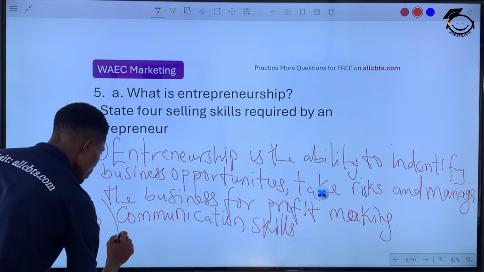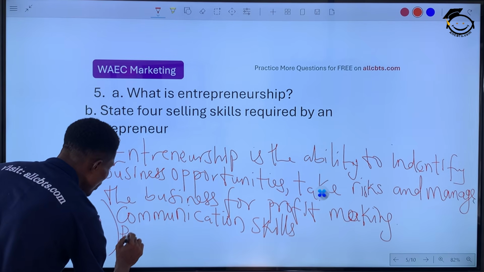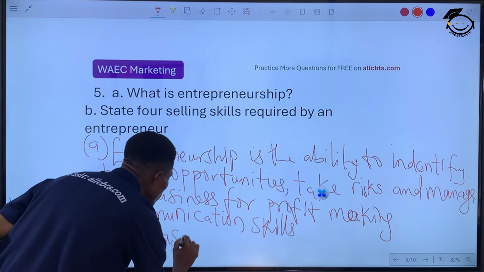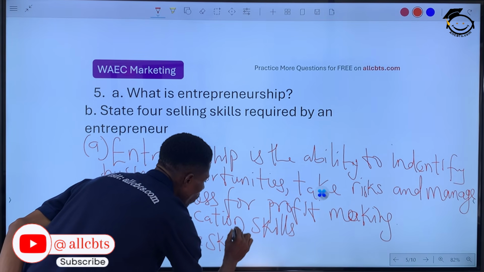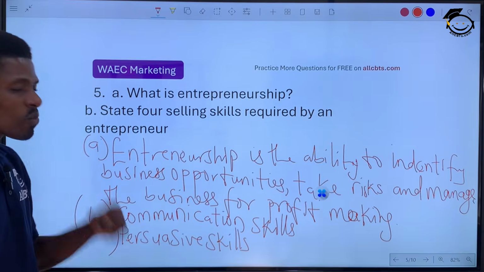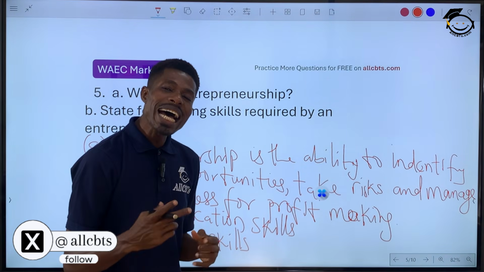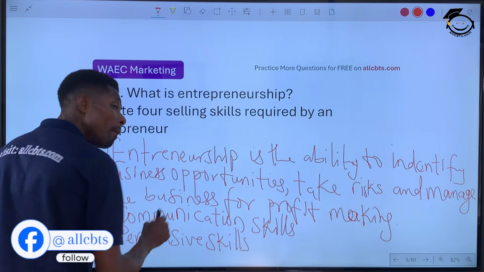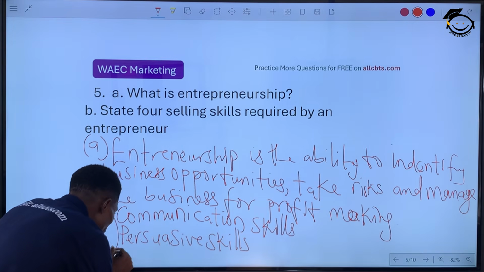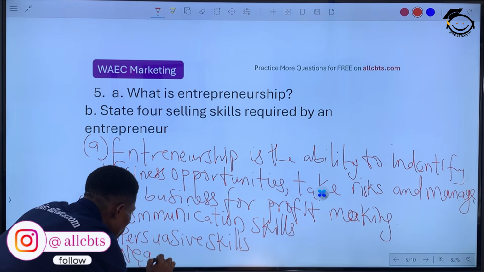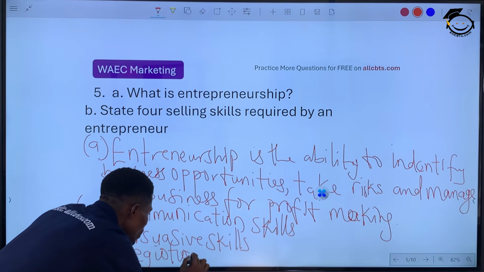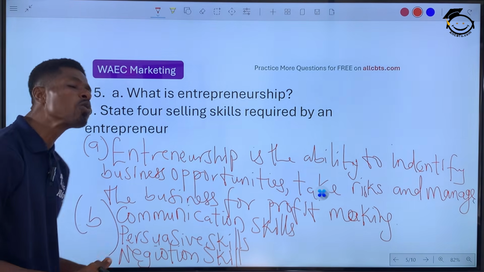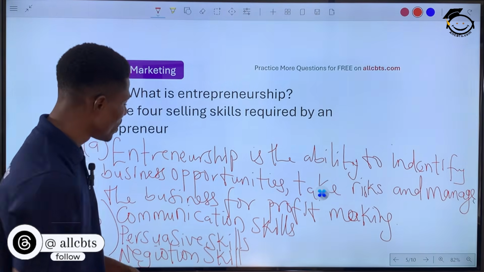The second one is what? Persuasion, or we call it persuasive skills. What does this mean? The entrepreneur must be able to convince customers that his or her product will be able to solve their problems or meet their need. All right. We have another one, negotiation skill. What does this mean? It means that the entrepreneur must be able to reach a middle ground on pricing, on price.